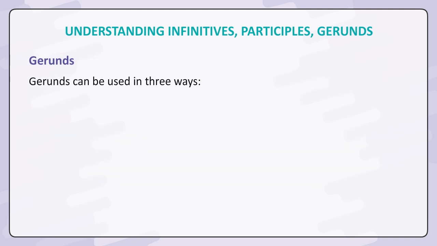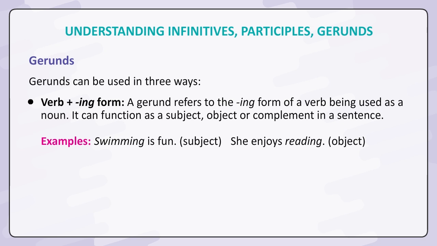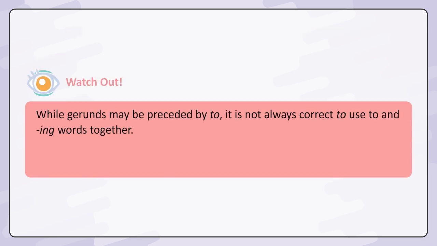Gerunds. Gerunds can be used in three ways: verb plus ing form. A gerund refers to the ing form of a verb being used as a noun. It can function as a subject, object, or complement in a sentence. Examples: swimming is fun. Subject: she enjoys reading. Object: watch out. While gerunds may be preceded by to, it is not always correct to use to and ing words together.